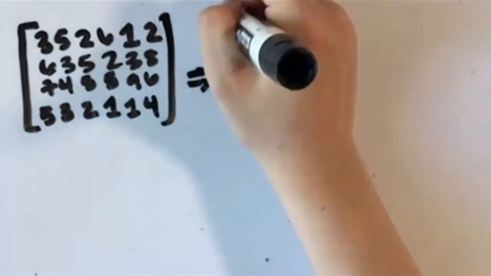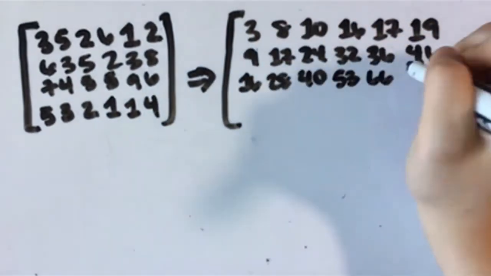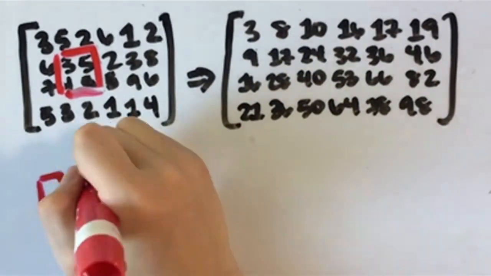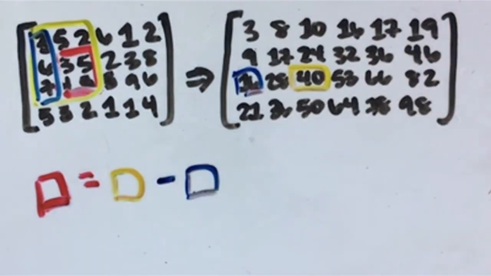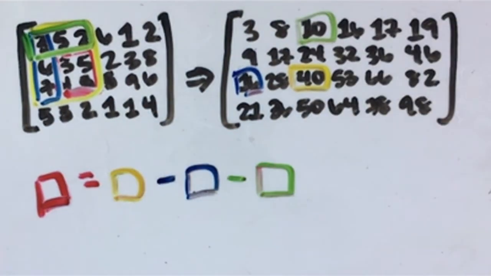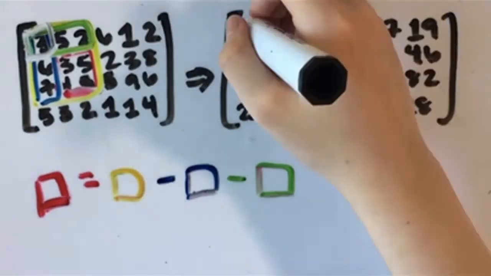Let's try another. How might we find the sum of this array? This one's slightly more complicated. First, we take this larger region, then we subtract the two regions that we don't need, but since we over-subtracted, we need to add this small region back.